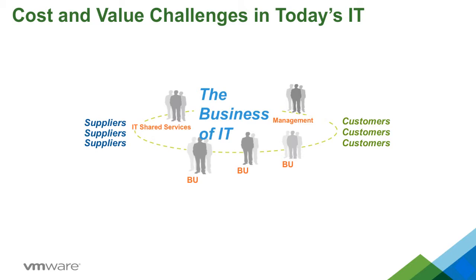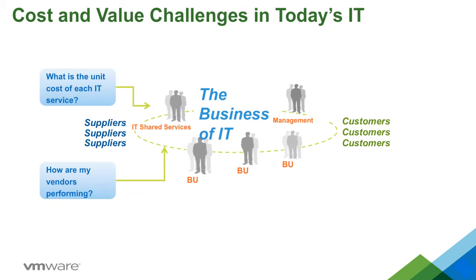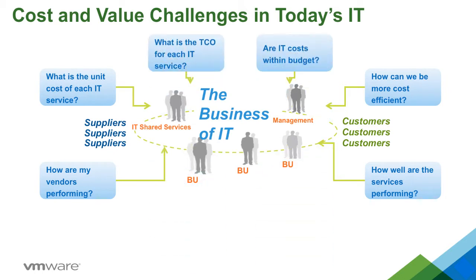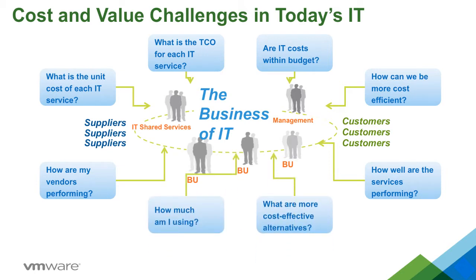In the diagram, you can see some of the information the IT manager might wish to know. Regarding suppliers, are our vendors complying with their service level agreements? What is the unit cost of each IT service that they are providing? Regarding customers, are we complying with the service level agreements we've committed to our customers? Can we be more cost efficient? Regarding management, what is the total cost of ownership, or TCO, for each service in IT? Do our IT costs meet company budgets? Regarding business units, how much IT resources does each BU consume, and are there more cost-effective alternatives, such as public cloud offerings?